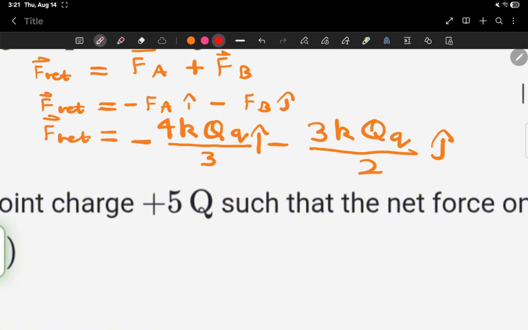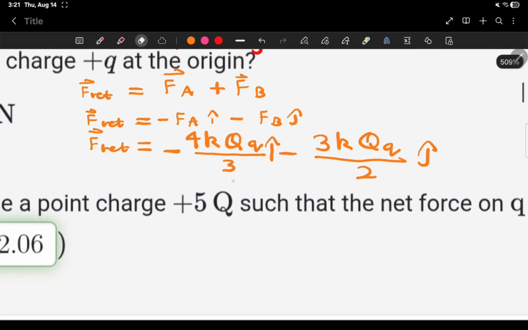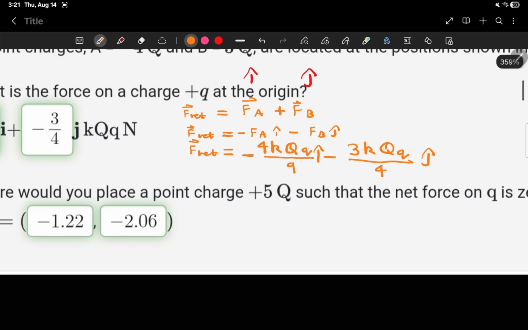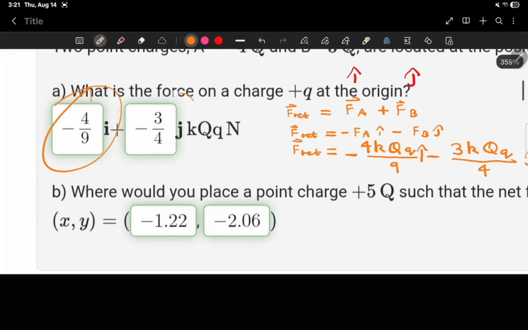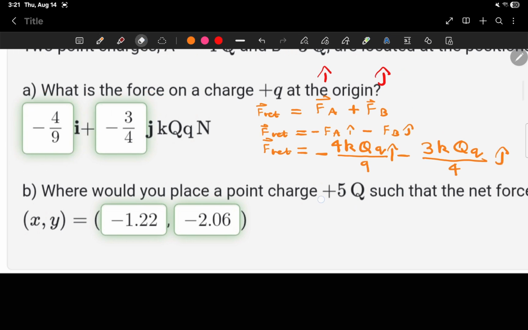Because of that, this 3 is actually going to get squared, and this 2 down here is also going to get squared. 3 squared is 9, and 2 squared is 4. So now I get the correct answer, -4/9 and -3/4.